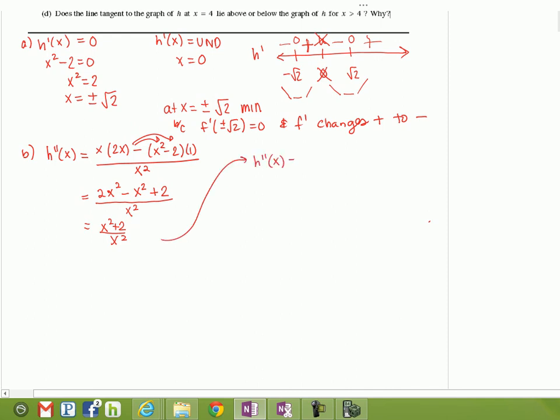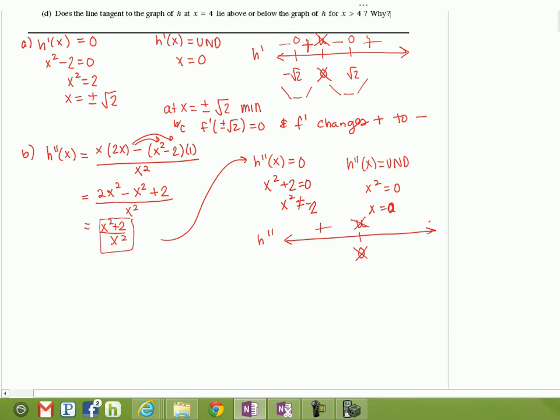H double prime of x equals 0 when x squared plus 2 equals 0. X squared cannot equal negative 2, therefore I have no values, but h double prime of x equals undefined when x squared equals 0, therefore x is equal to 0. So I'm going to do an h double prime sign chart. And all I'll have in the sign chart is 0, which is undefined, cross out because it's not in the domain. And you'll notice, given the second derivative here, the values are always positive. So the question was, when is it concave up? It is concave up from negative infinity to 0, union with 0 to infinity.